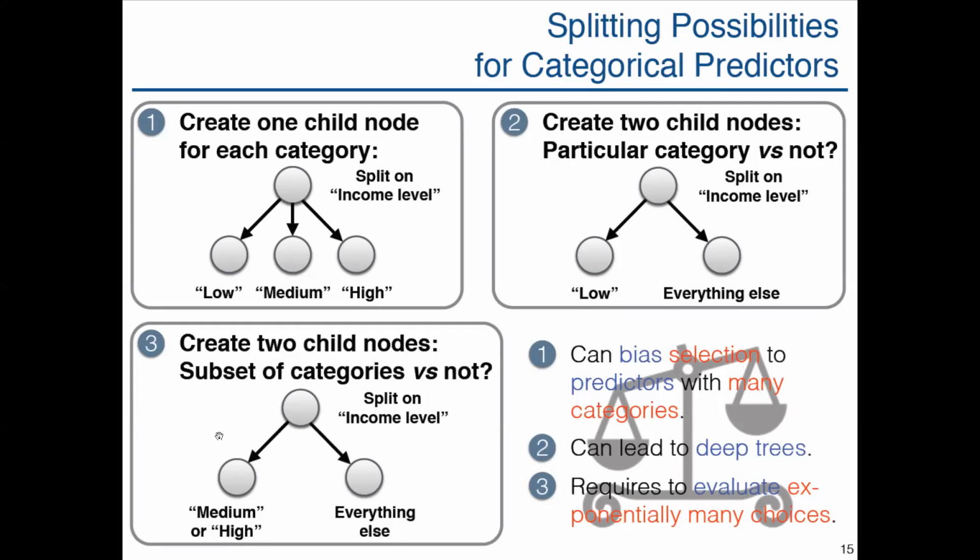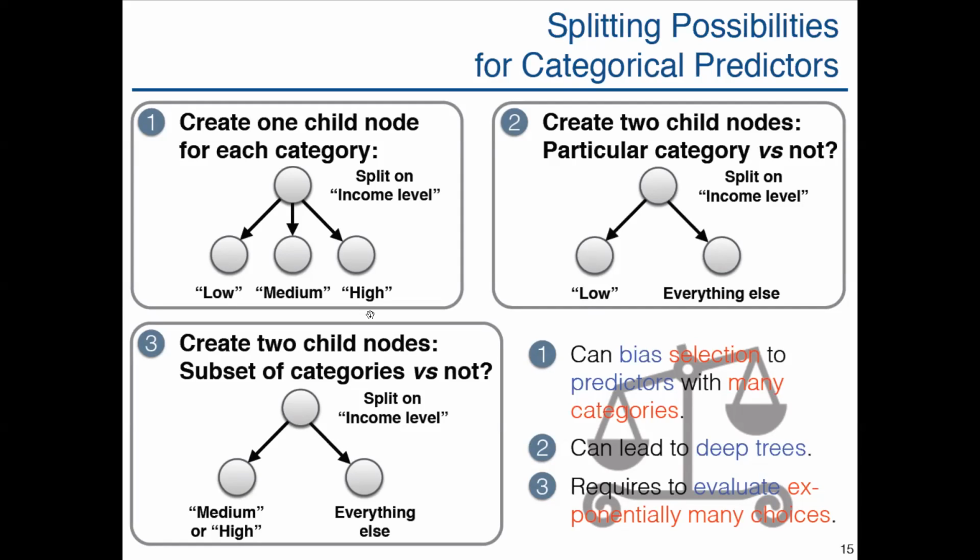In this third possibility, instead of choosing just one particular category, you look at all subsets of categories. So you would already have those 3. Low is a subset, medium is a subset, high is a subset. You have 3 subsets already from there. Then you could have some other subset, for example, medium or high. This is one possibility, and then you have everything else. You could have another subset, low or high, then everything else. You could have another subset, low or medium, and then everything else, right?